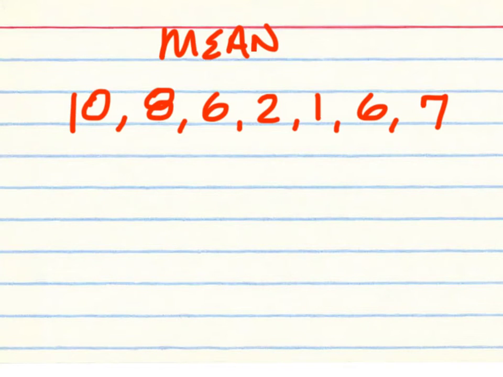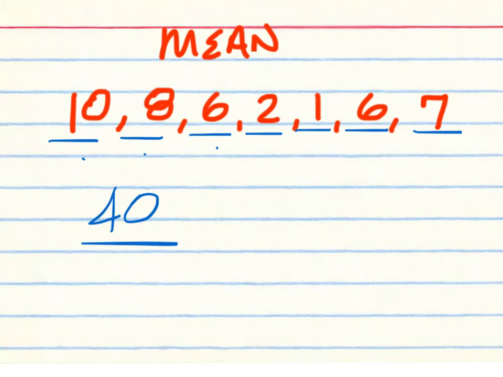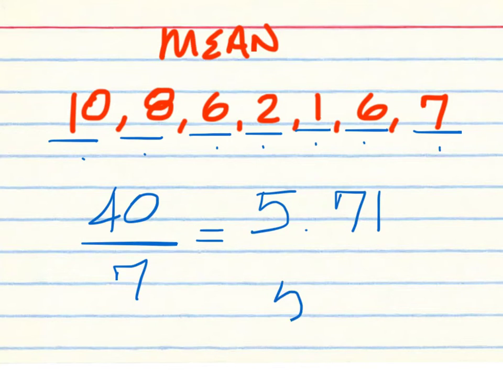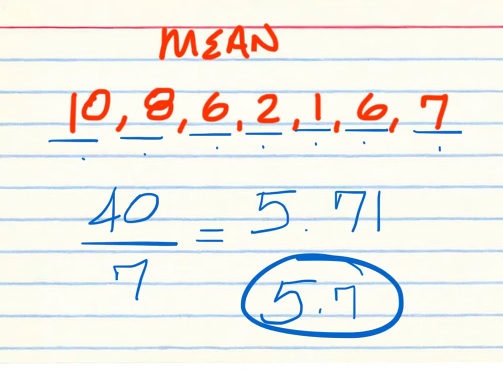Add up all the numbers first. 10, 18, 24, 26, 27, 33, 40. And we have 1, 2, 3, 4, 5, 6, 7 numbers. 7 into 40 5 times with 5 left over. So that'll go in 7 and then another 1. We're rounding to the tenths place though, so the answer is 5.7.